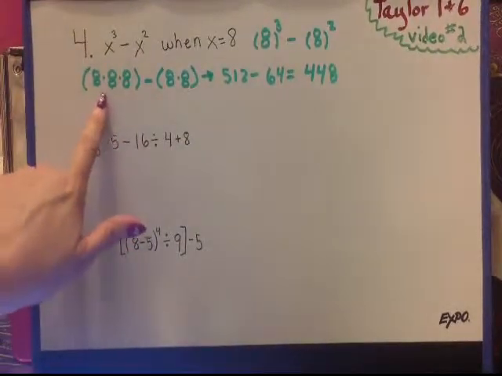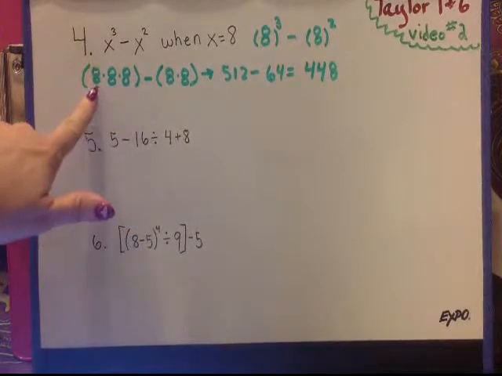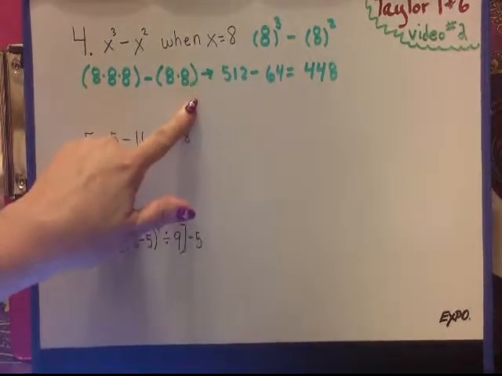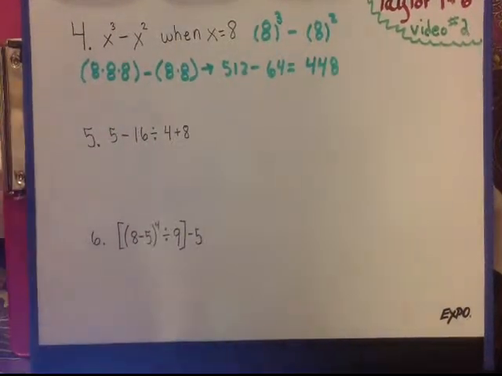Now, a lot of you all would have thought something like the answer might be 8. But since we have 8 times 8 times 8 and 8 times 8 over here, you can't think like that. It doesn't work that way.